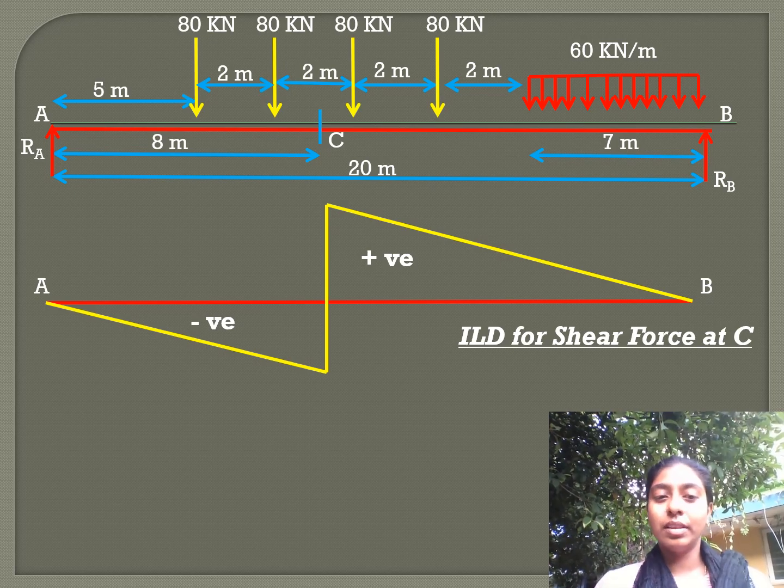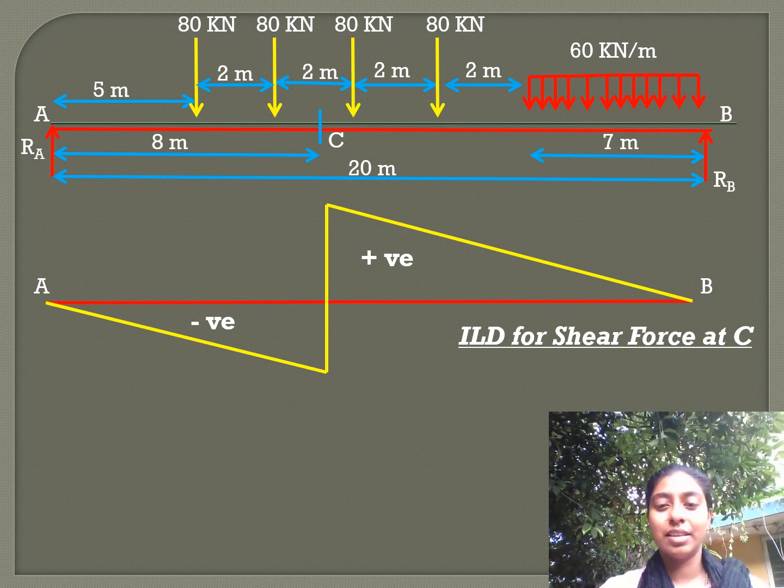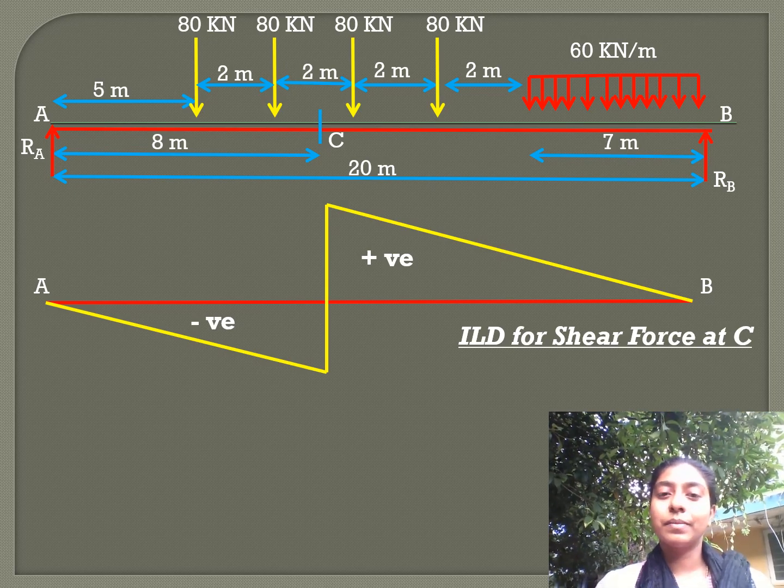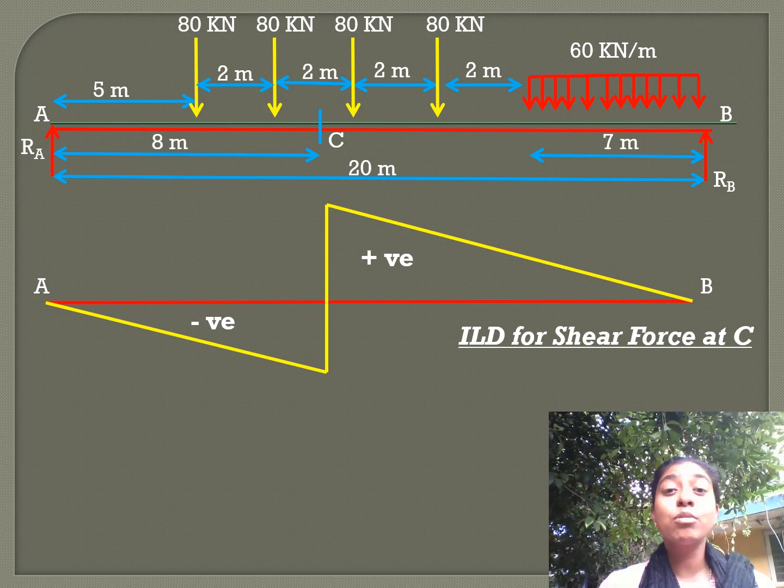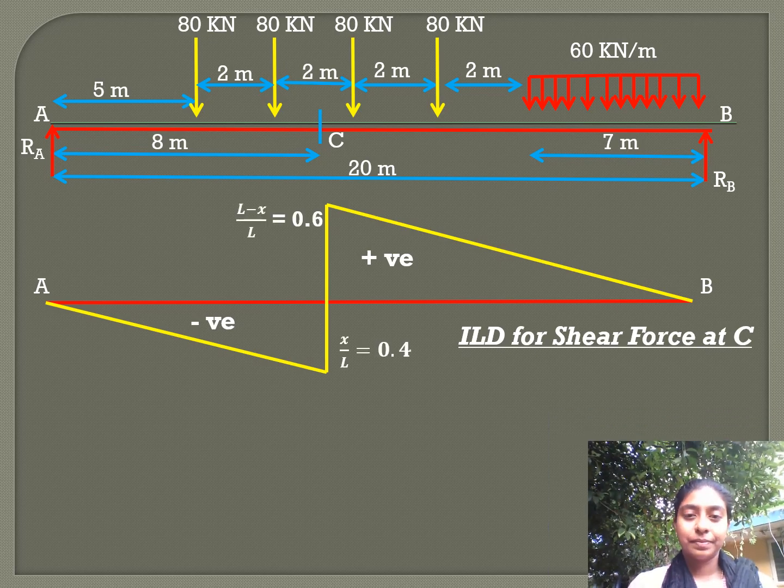So, we know the influence line diagram for the shear force for a section is like this. From A to the section it is negative, and from the section to B it is positive. And the ordinates are, that is, the negative ordinate is x by L and the positive ordinate is (L minus x) by L for the section.